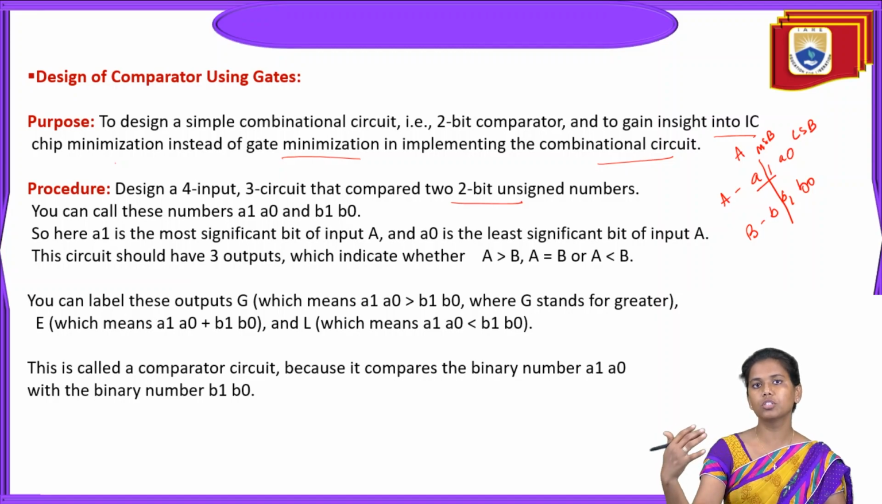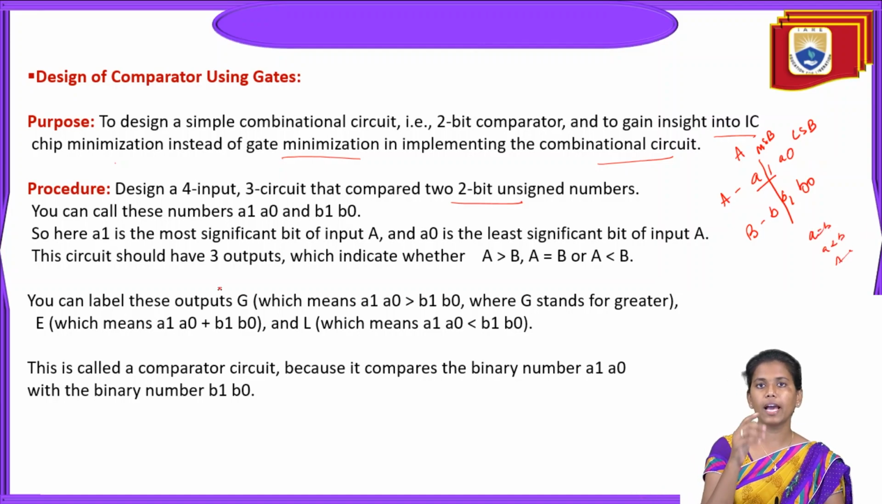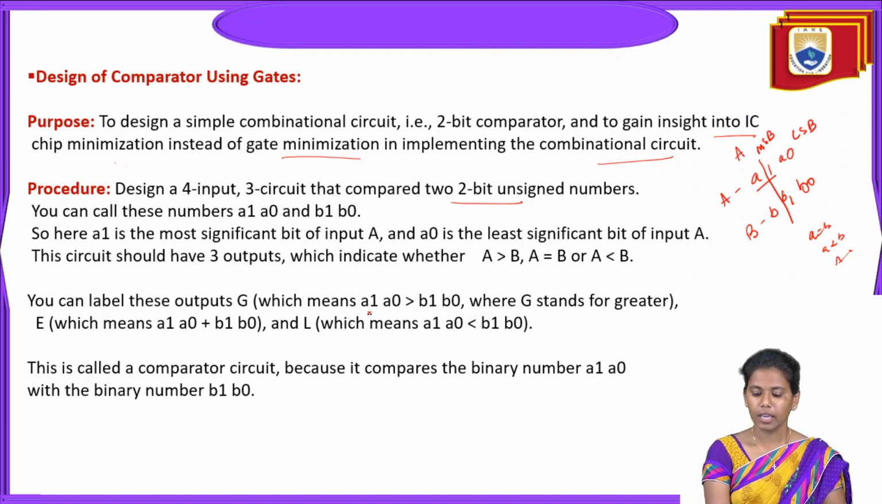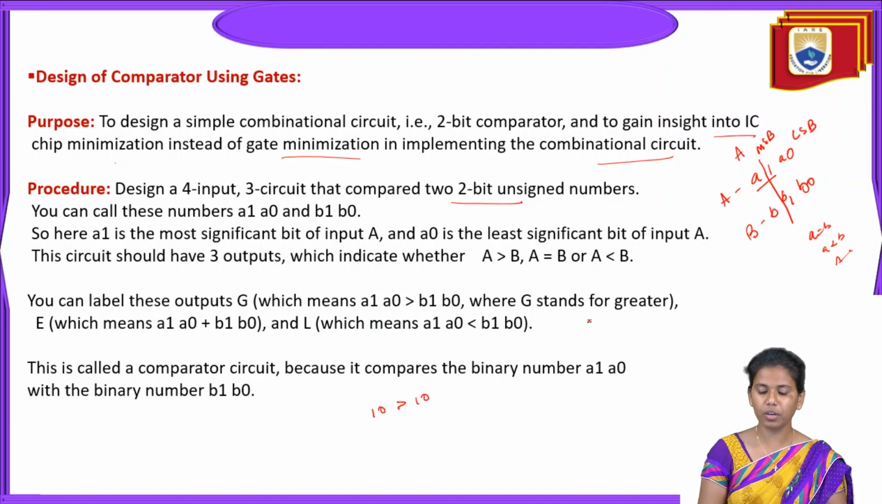Then the condition goes: A is equal to B, A less than B, and A greater than B, right? So here the output will have the indications of the comparisons of the two inputs that we have considered. Then you can label these outputs G, which means A as 1 0 is greater than B as 1 0, where G stands for greater.